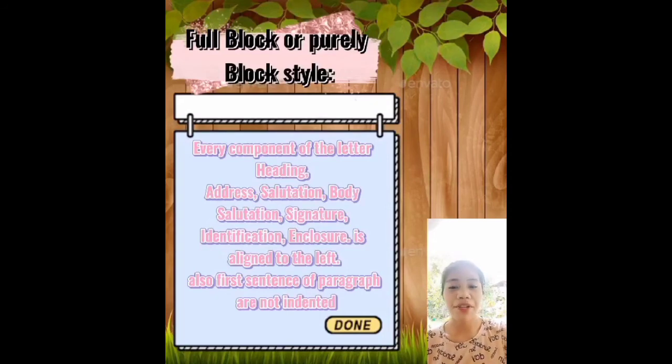Full block or purely block style. Every component of the letter, heading, address, salutation, body, signature, identification, enclosures, is aligned to the left. The first sentence of each paragraph is not indented.